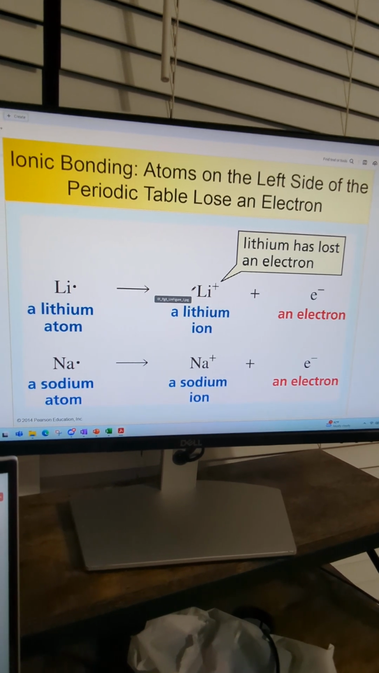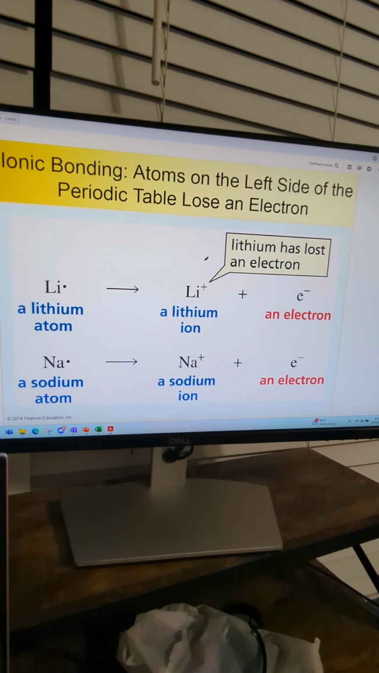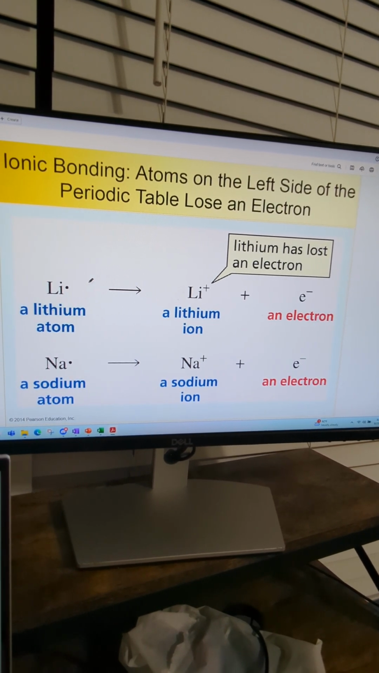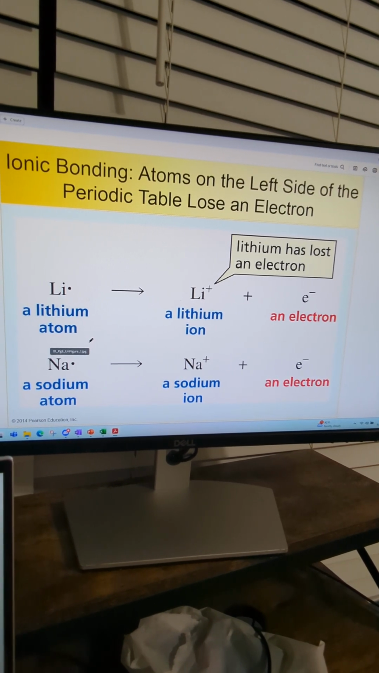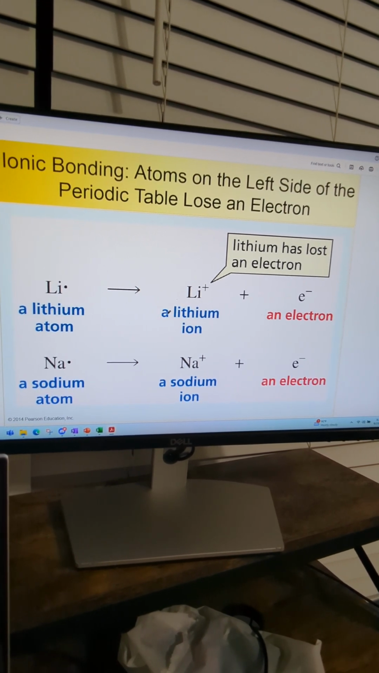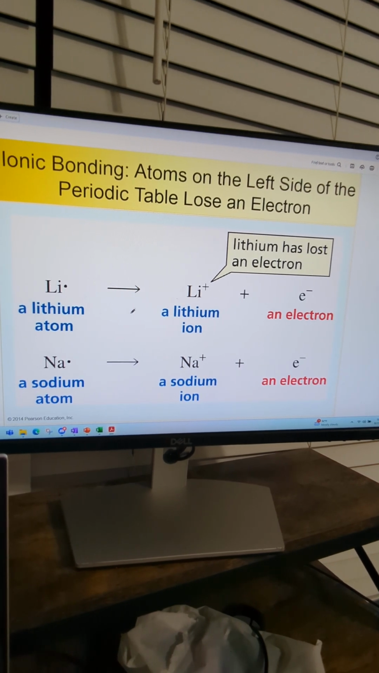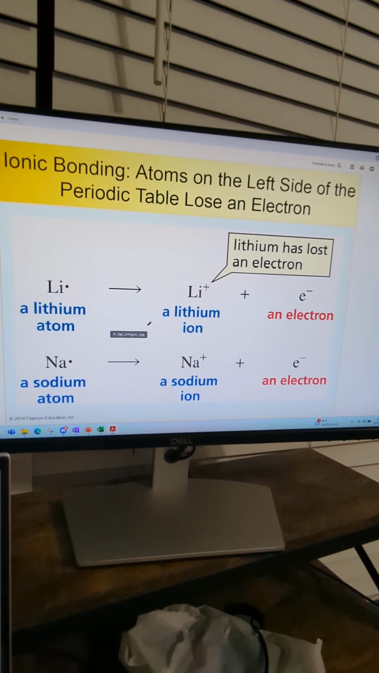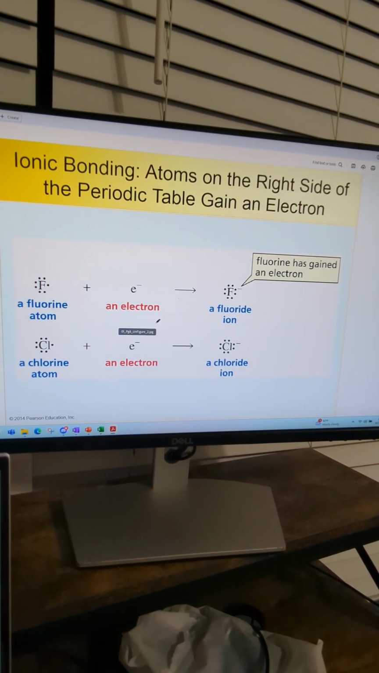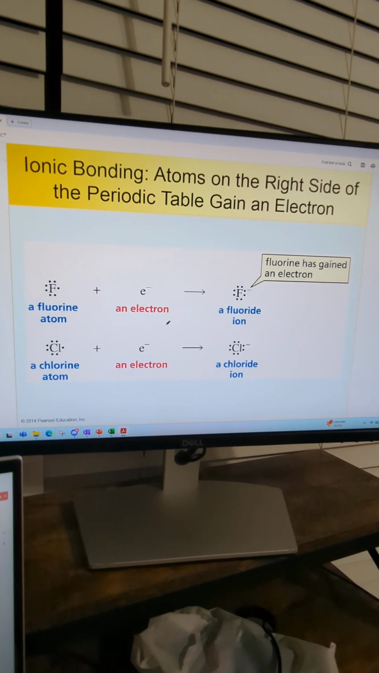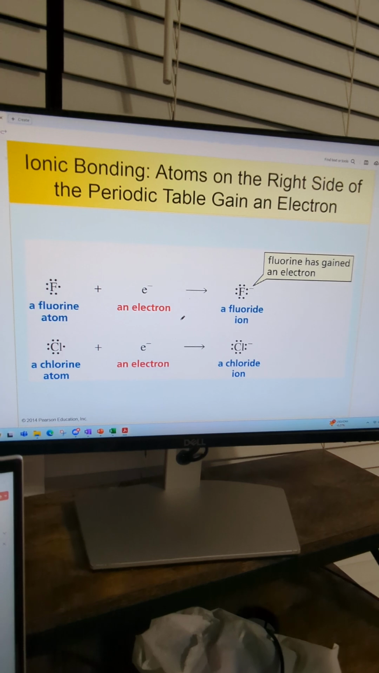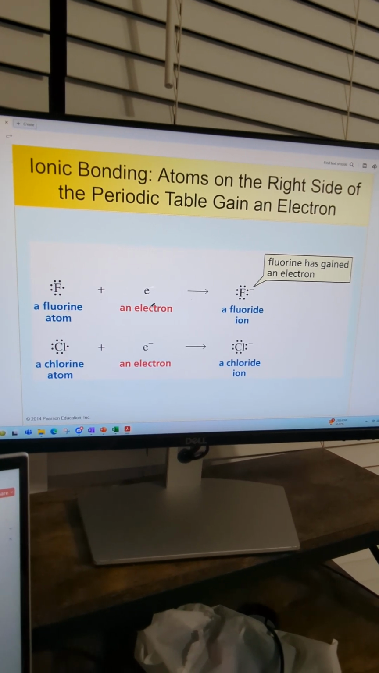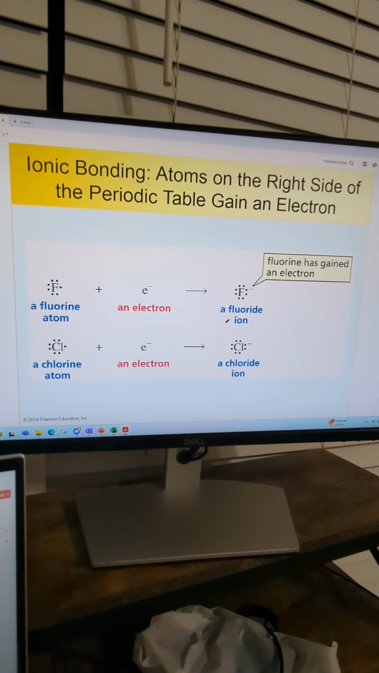The atoms on the left side of the periodic table, such as lithium, or I can say S block elements, like lithium and sodium, for example, lose one electron in order to attain their stability. But the ones on the right side of the periodic table, like fluorine, chlorine, oxygen, nitrogen, all gain electrons in order to fill their octet.